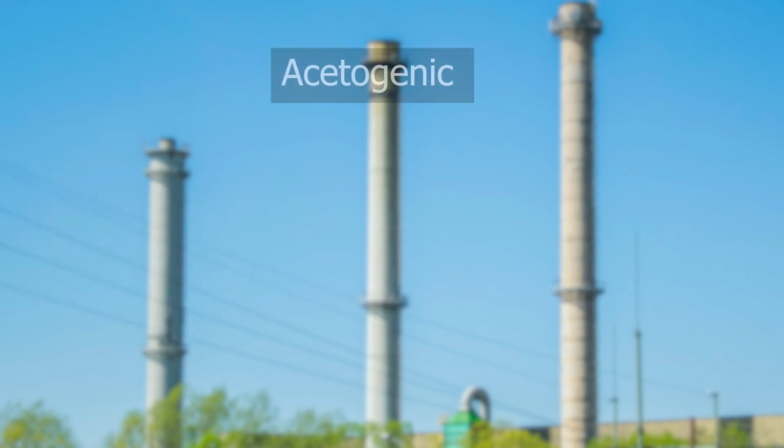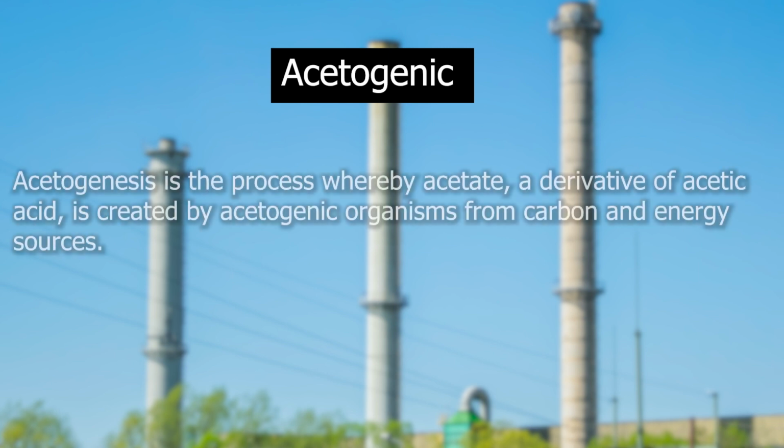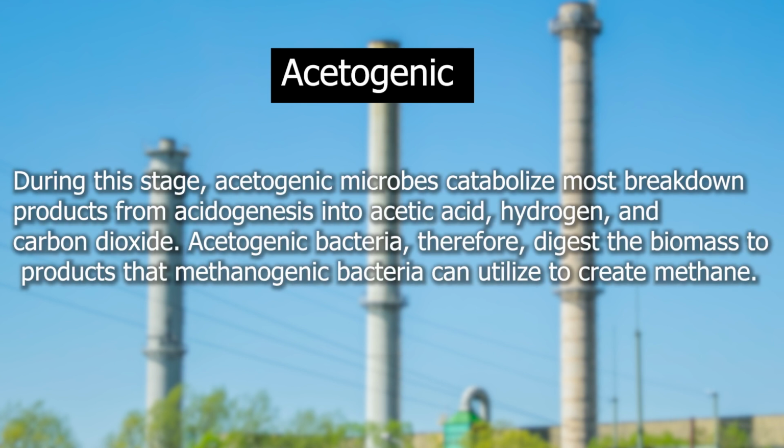The next is acetogenesis. It is the process whereby acetate, a derivative of acetic acid, is created by acetogenic organisms from carbon and energy sources. During this stage, acetogenic microbes catabolize most breakdown products from acidogenesis into acetic acid, hydrogen and carbon dioxide. Acetogenic bacteria therefore digest the biomass to products that methanogenic bacteria can utilize to create methane.